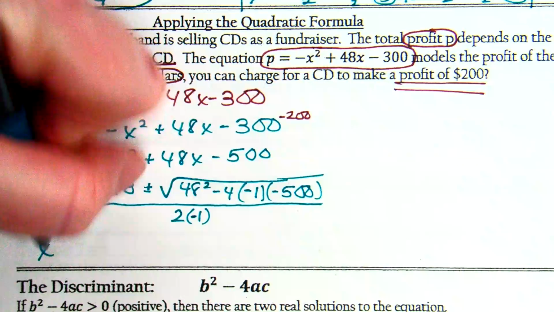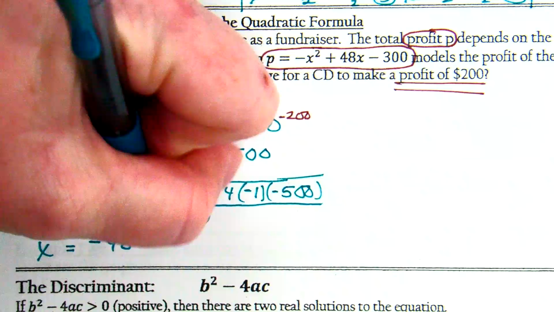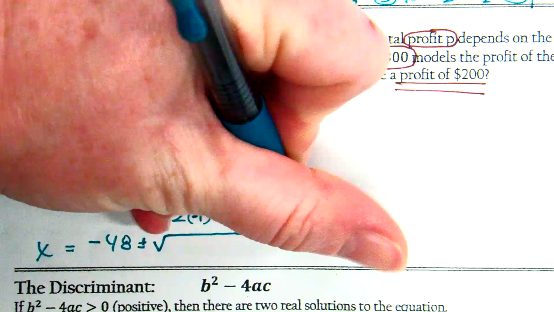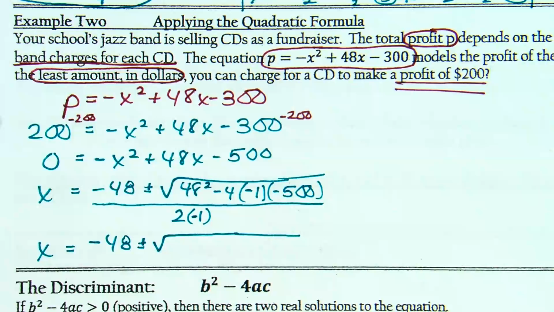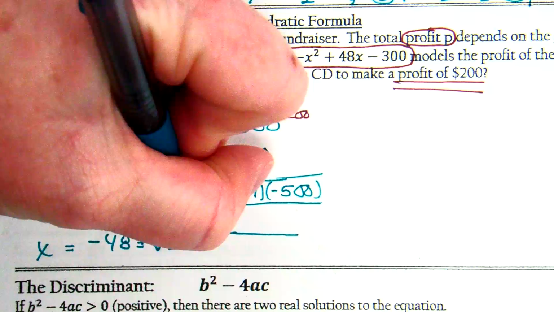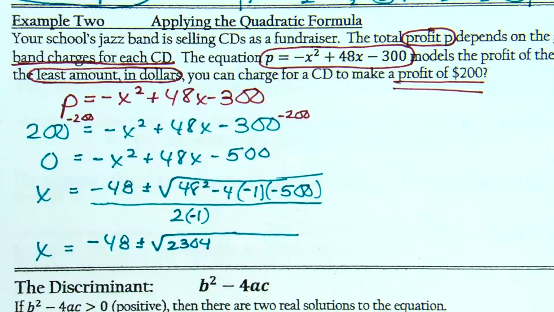X equals negative 48 plus or minus... Okay, remember, under the radical, you've got 2 parts to do, right? 48 squared. Calculator says 2,304.